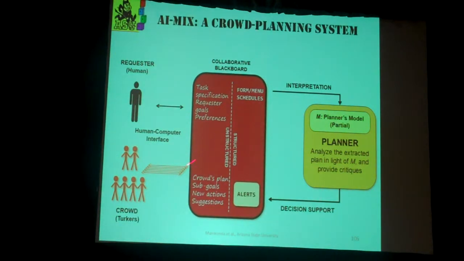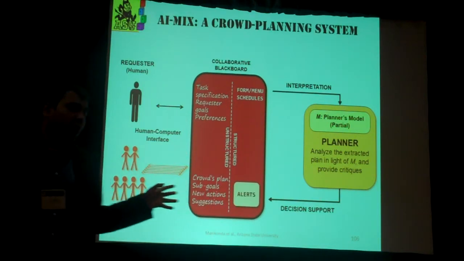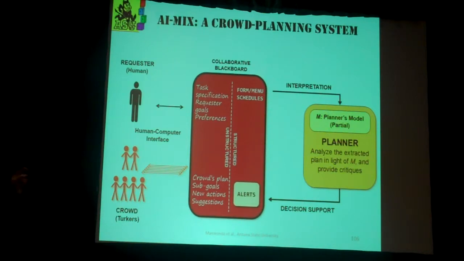The schematic I want you to keep in mind is that you have multiple humans in the loop. You have one human who acts as the requester. So this is the user. This would be you, for example, if you're trying to use the service. This is a user who's paying for using the service. They specify the task as well as some of their goals and preferences to the system. You also have other humans who are crowd workers.